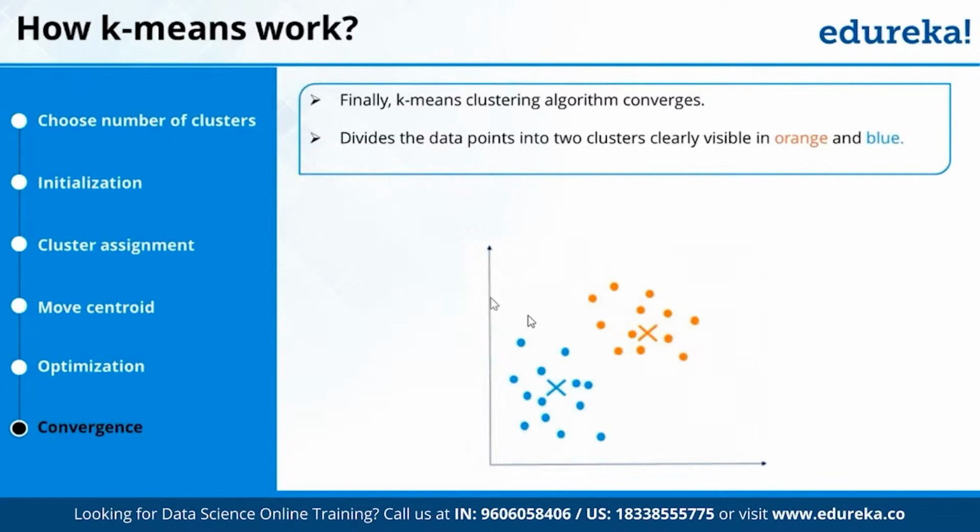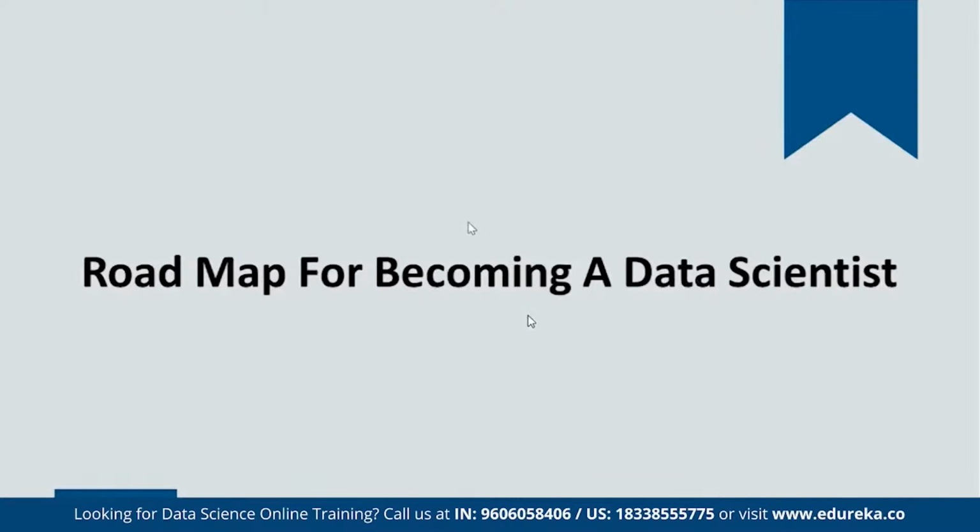And that is my final number of clusters. And that is how K-means clustering works. Now what we'll do, we'll take one example, try to solve that, and see how it actually works.